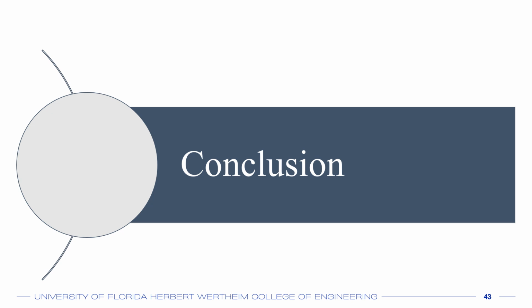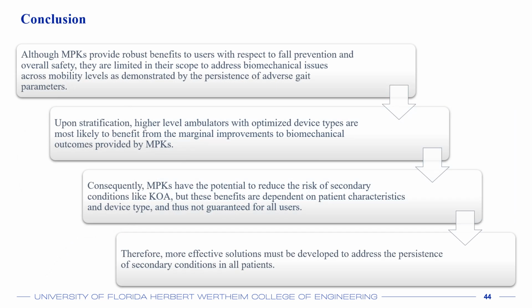In conclusion, although microprocessor knees provide robust benefits with respect to overall safety and user preference, they are limited in their scope to address biomechanical issues, as demonstrated by the persistence of adverse gait parameters across mobility levels, especially when considering the data analysis. Around 89% of participants utilized a microprocessor-controlled knee, and there was persistence of several adverse gait parameters in that analysis. Upon stratification, higher-level ambulators with more optimized device types are most likely to benefit from the marginal improvements provided by MPKs to biomechanical outcomes.